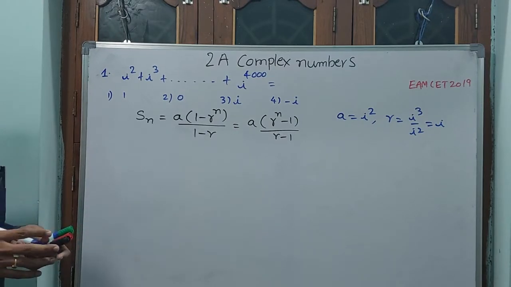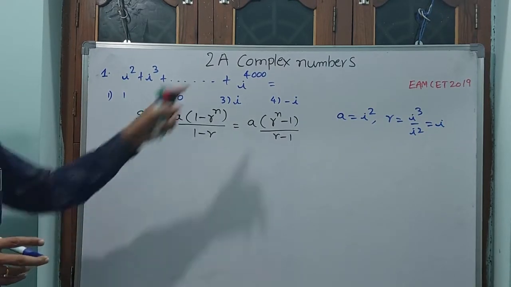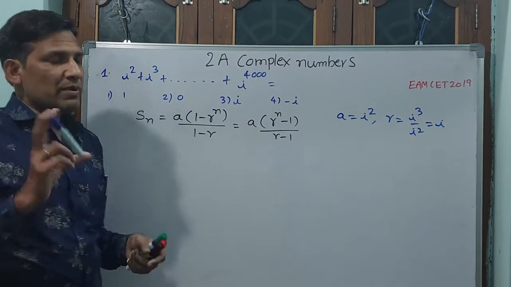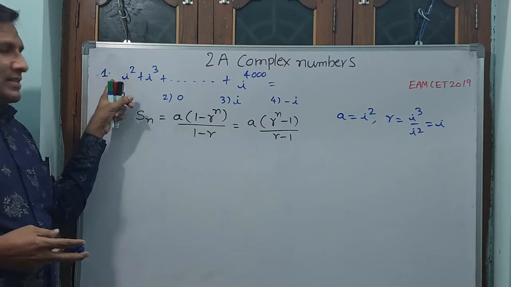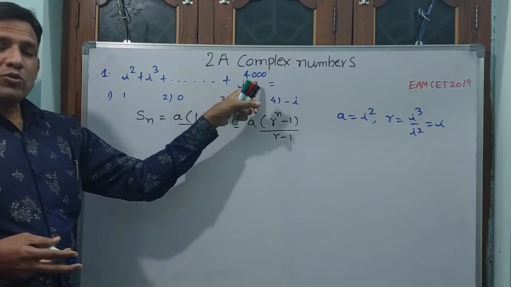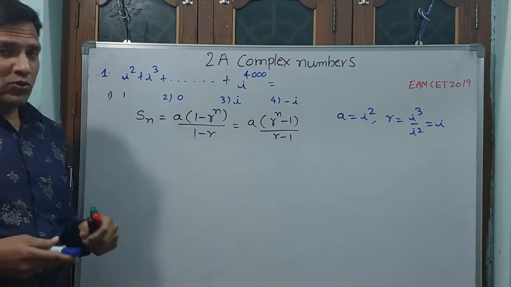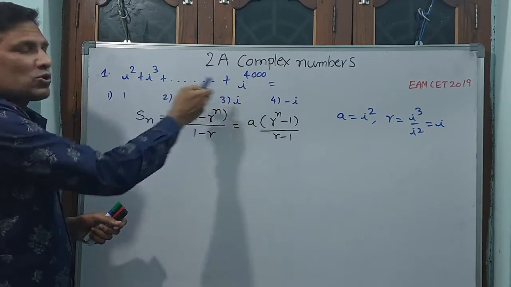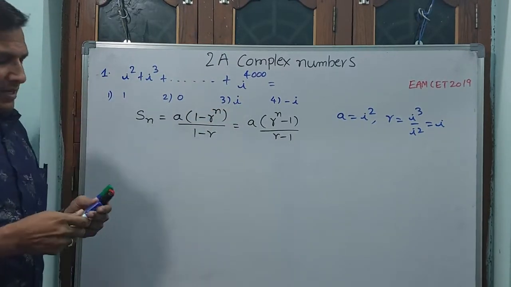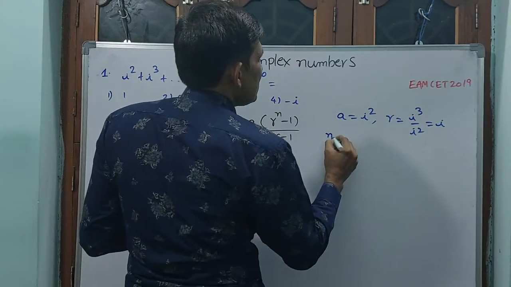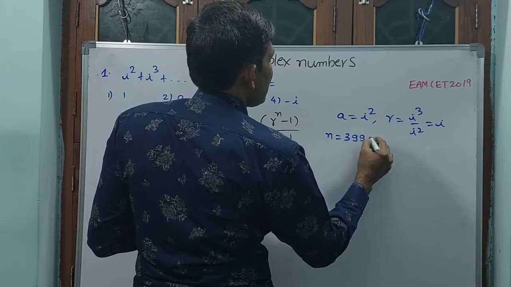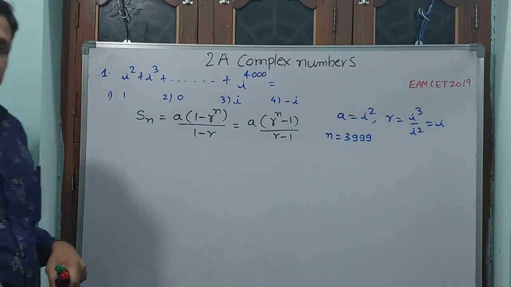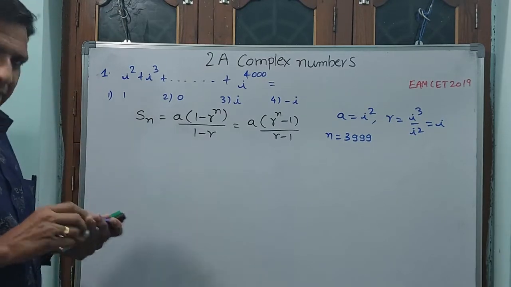Okay. See, we have to find r power n also, but what is n? Shall we take 4000? No, wrong. Why? Because see, if it is i power 1 plus i power 2 plus i power 3, like that up to 4000 means you can take n as 4000. But here n you cannot take 4000. Why? Because the number of terms are 4000 minus 1. Why? Because i is missing. Write down. n is equal to 3999. Not 4000, 3999.